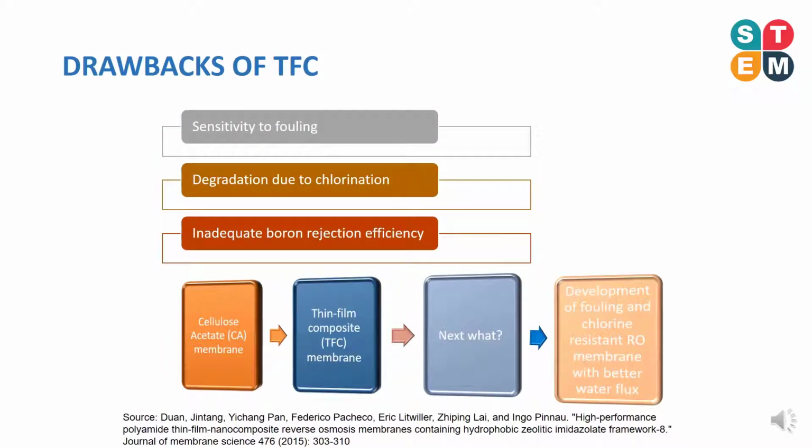There are also some drawbacks of the thin film composite membrane: they are very sensitive to fouling, degradation might happen because of chlorination, and they have inadequate boron rejection efficiency. So it is absolutely essential to carry out studies for overcoming the drawbacks of thin film composite membranes, and also to improve the efficiency of these membranes. Scientists are continuously carrying out studies for developing thin film composite membranes.